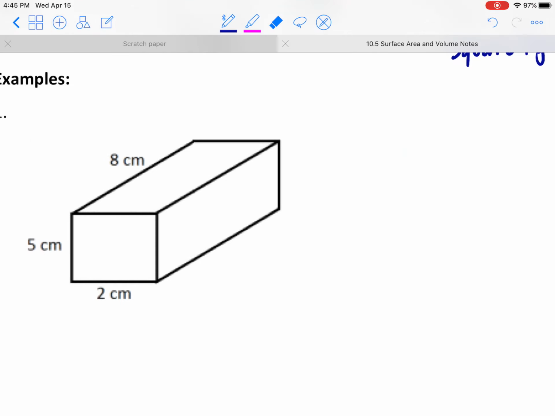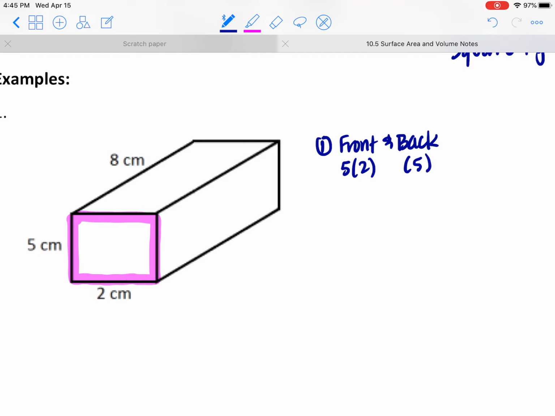Okay, so let's try this out. If we wanted to find the area here, if you want to try to draw the net, you can. If you want to just separate, I like to label. The front here is going to have also a corresponding back piece. So first I'm going to do the front and back. Okay, so the front and back are both 5 by 2. So I have a 5 by 2 in the front, and I have a 5 by 2 in the back, right?